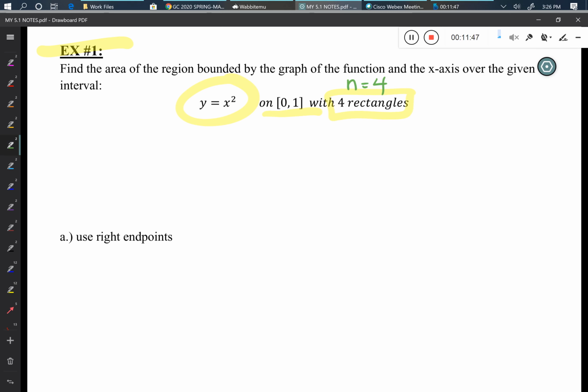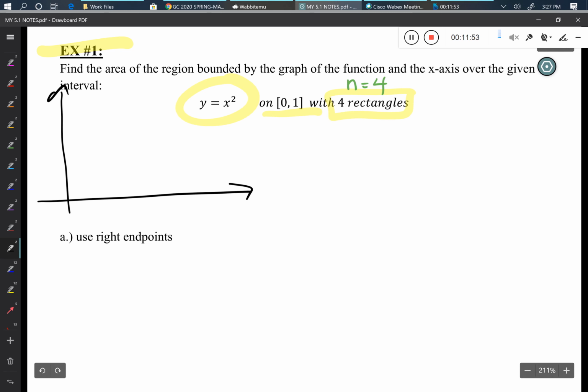So I always like to make a quick sketch to see what I'm looking at here. I'm working with the function y equals x squared. So there's the function y equals x squared. It's a parabola with a vertex at the origin. The interval is from 0 to 1, so starting here at 0, stopping right here at 1, they want me to find this area, and I'm going to highlight it in blue. They want me to find this area right here.